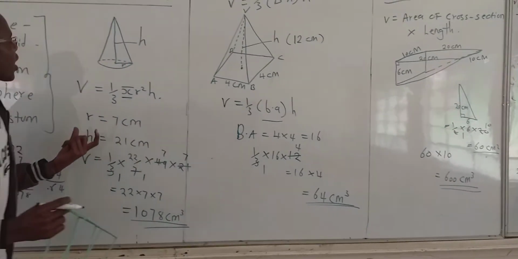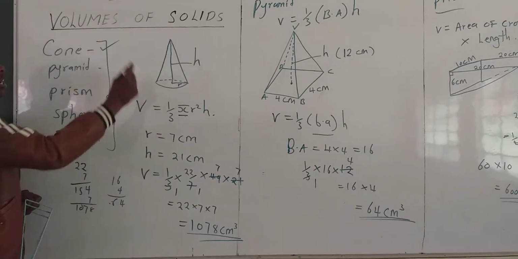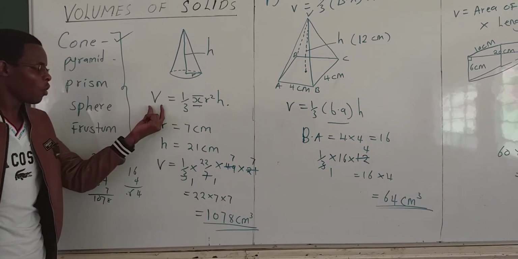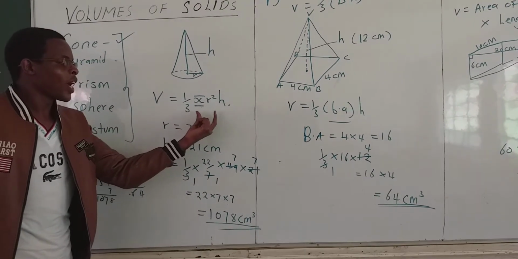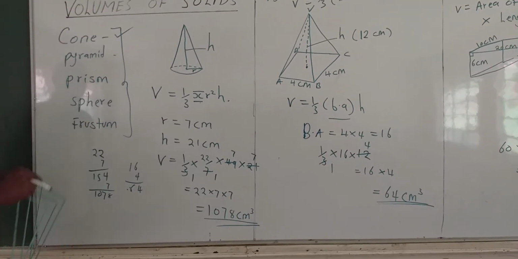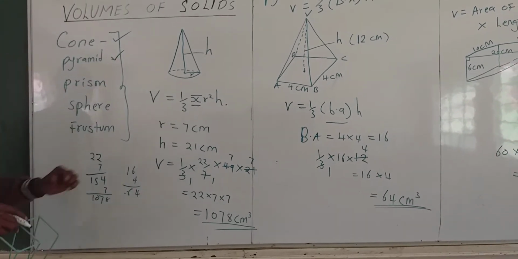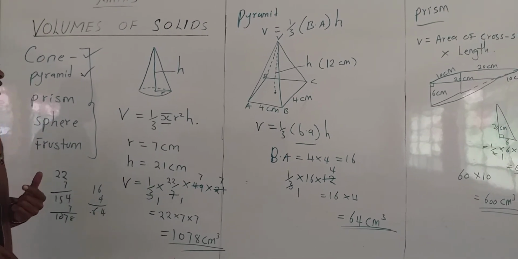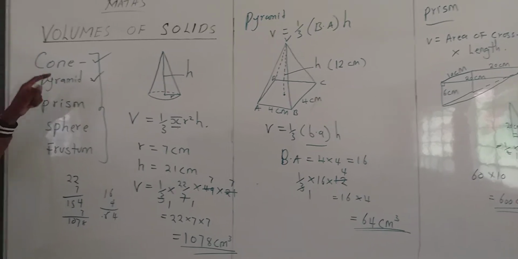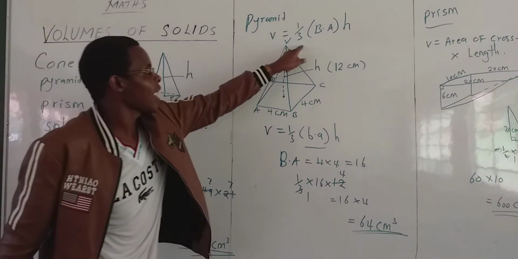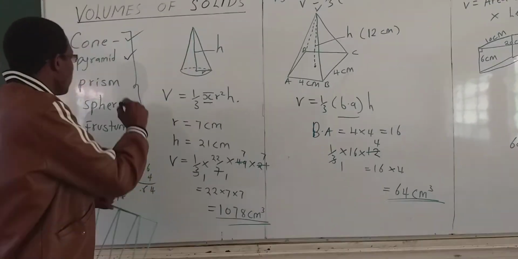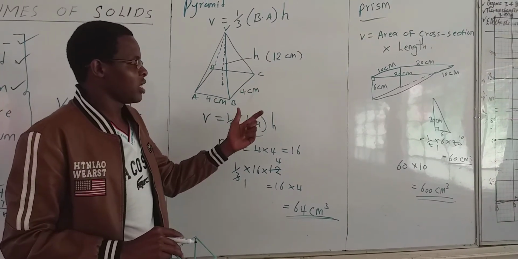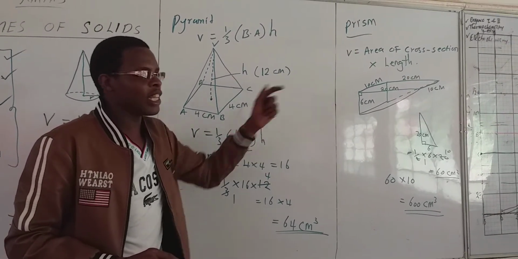So that is how we find the volume of the cone. We have broken down the volume of the cone and how you can come up with it, whereby the formula is volume is the same as a third pi r squared h. When we talk about the pyramid, the formula is almost the same, but in this case pi r squared we replace with the base area. Therefore, the formula for finding the volume of a pyramid is a third base area times height. Now, when we move to the prism, for us to find the volume of a prism, it is the same as the area of the cross section times the length.